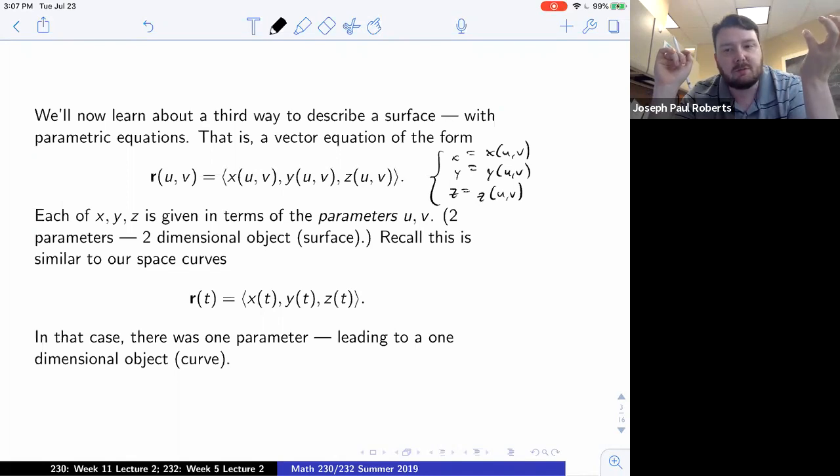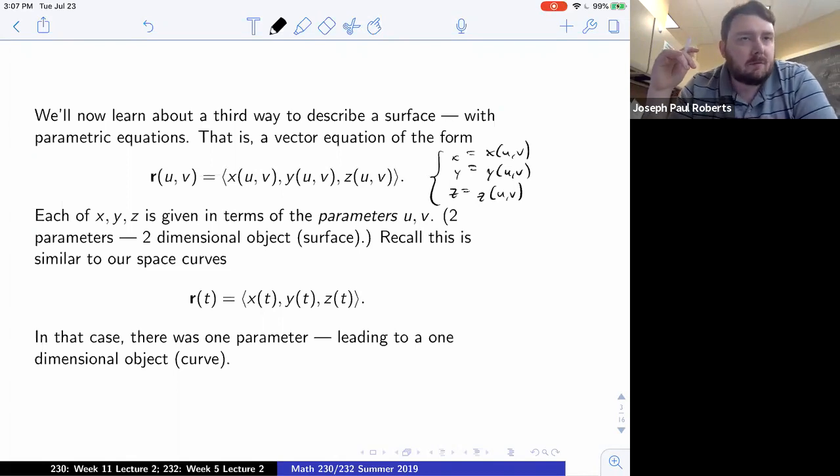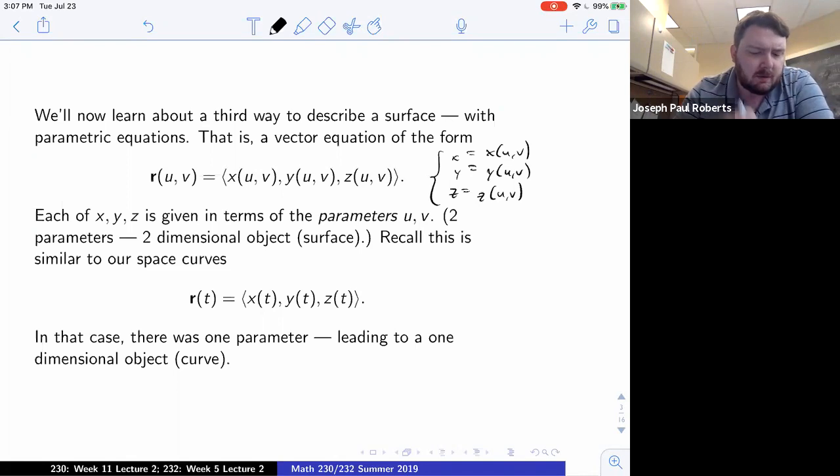it's a lot like what we did for space curves, which was, remember, we had equations of the form r of t, where each of x, y, and z was given in terms of t. And so now, if you remember back from the very beginning of this course, it's a little bit confusing because we talk about curves that live in 2D or live in 3D, or surfaces that live in 3D.